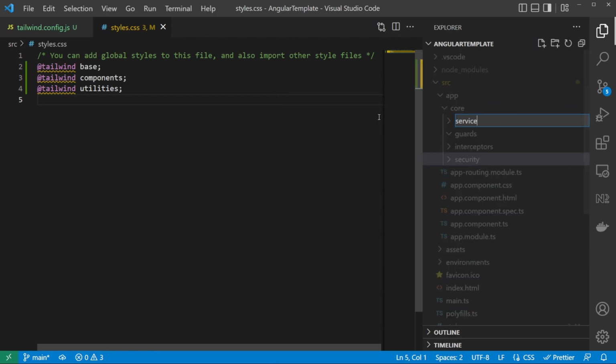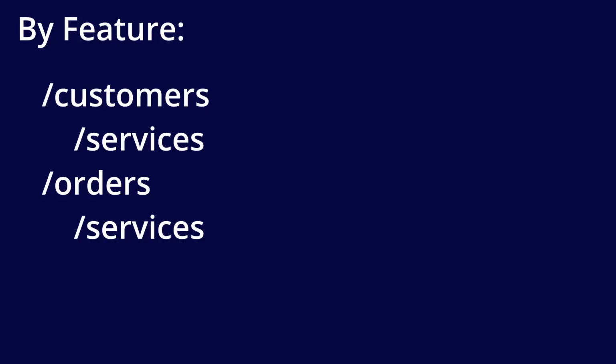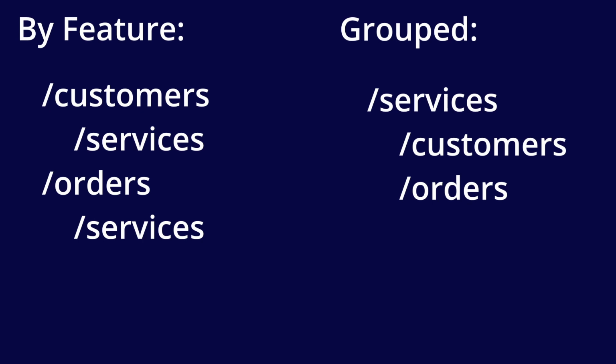Services, now I think this is a pretty hotly debated topic on where to put services. You can put services inside of the feature module that they're being used in, but I like to keep them in the services folder and then group them in subfolders according to what they're doing. This just makes it a little bit easier to go straight to the services, and you know that's where they're all going to be.